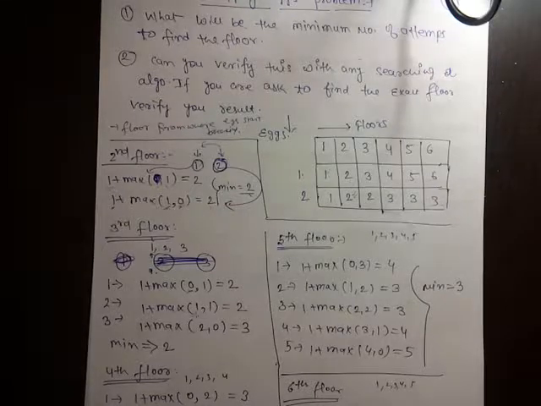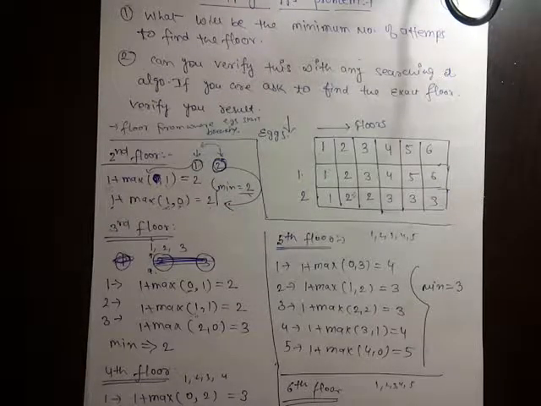The dropping eggs problem means you have a multi-story building and you have some eggs. You need to find the very first floor from where your egg will start breaking. Let's say you have a three-story building.